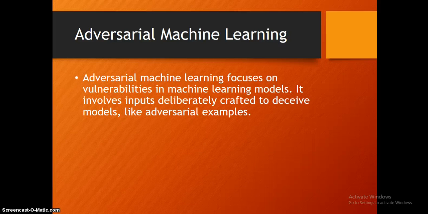Adversarial machine learning. Adversarial machine learning examines vulnerabilities in machine learning models. The goal is to understand how certain inputs, called adversarial examples, can trick models into making incorrect predictions. This is critical because AI systems are increasingly used in sensitive areas like security and healthcare.